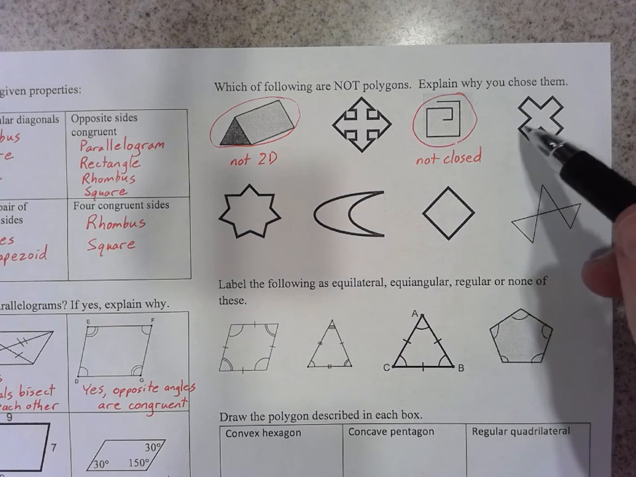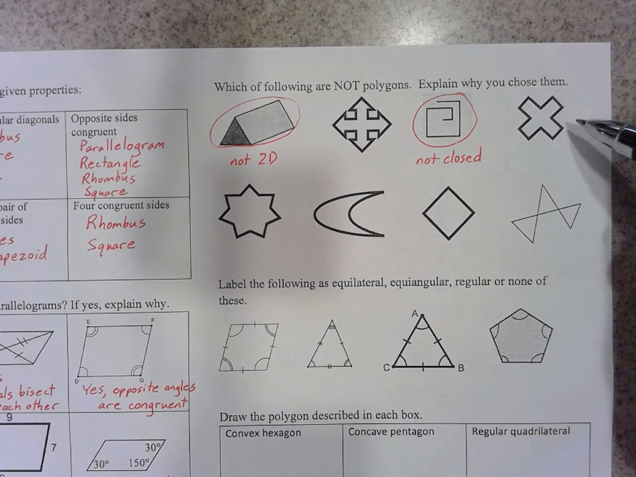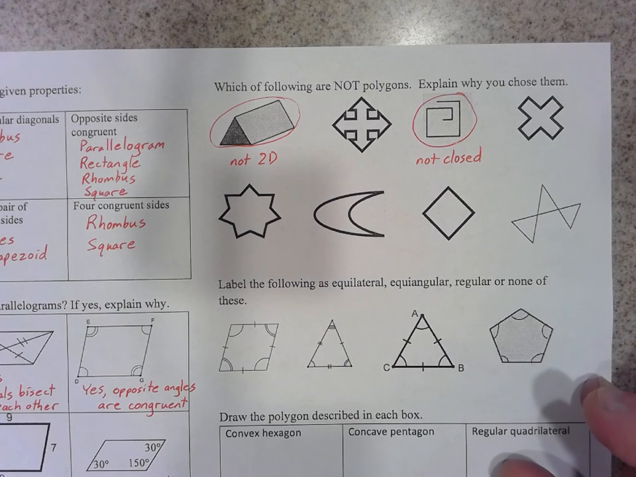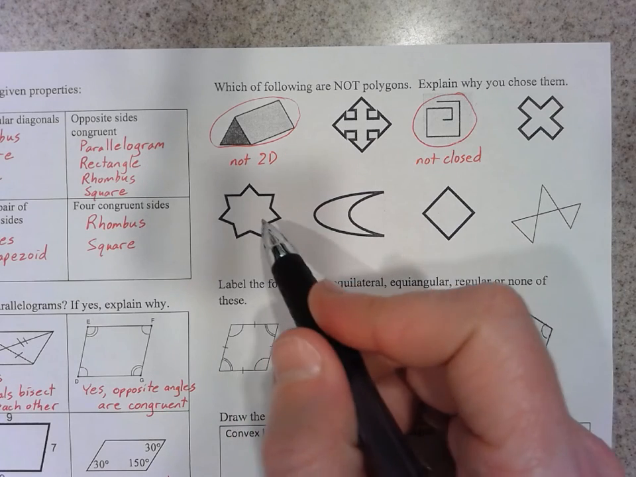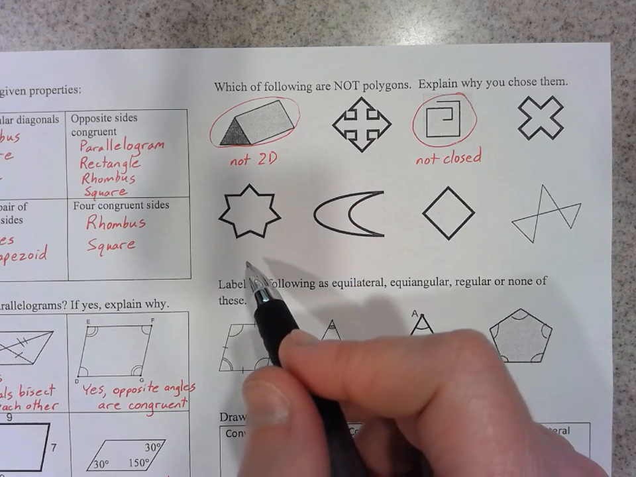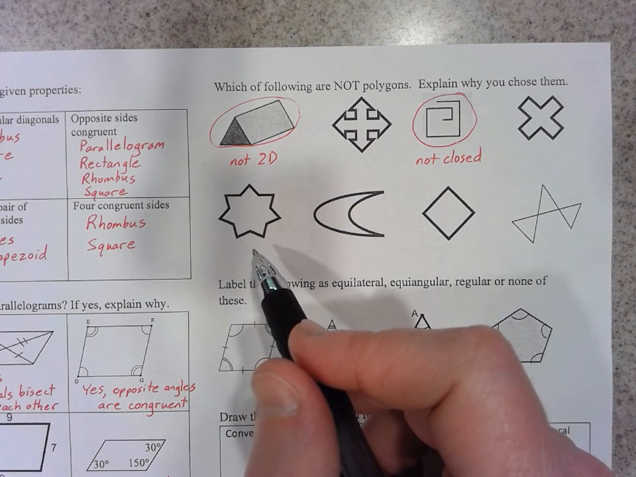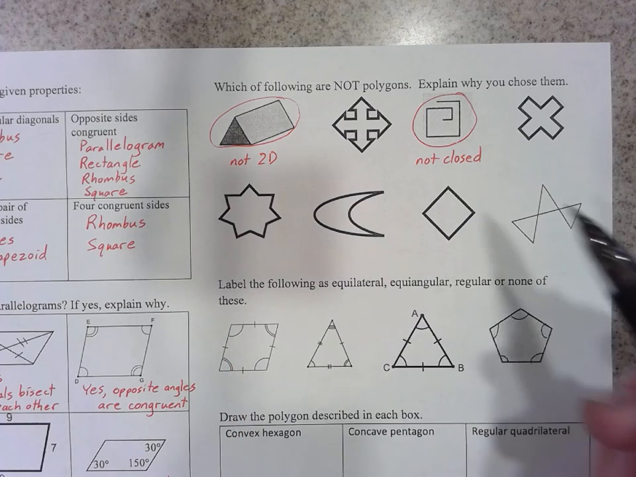Last one. It's closed. It's two-dimensional. No lines overlap. And there's no curves. So yes, that one is a polygon. The star-looking object here, it's closed. It's two-dimensional. There's no curves, no overlapping lines, so that is a polygon.